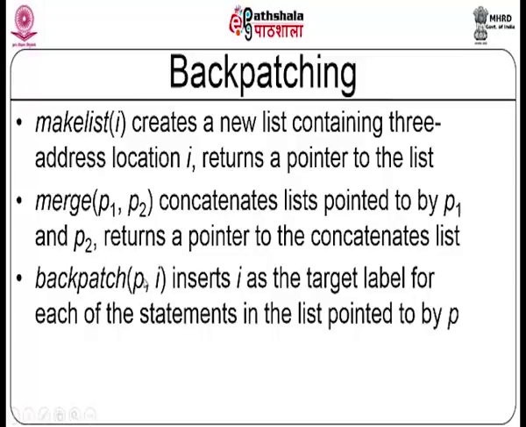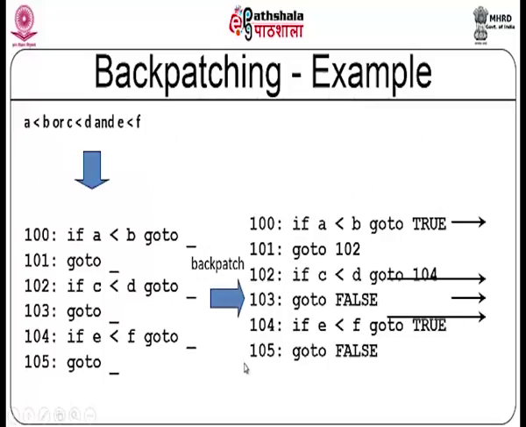So, P is a pointer to a list. This list will have so many items. Each item will basically have a line number, that is, which area needs to be backpatched. Now, what the backpatch function does is, it traverses the list, gets each item from the list and then tries to fill that up with the line number I. Which means that this is the label corresponding to this particular line number, which is available as a list pointed to by P.